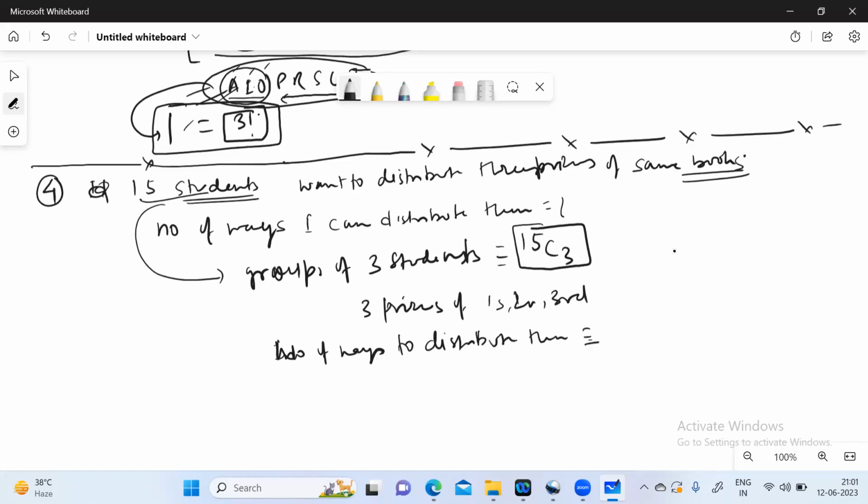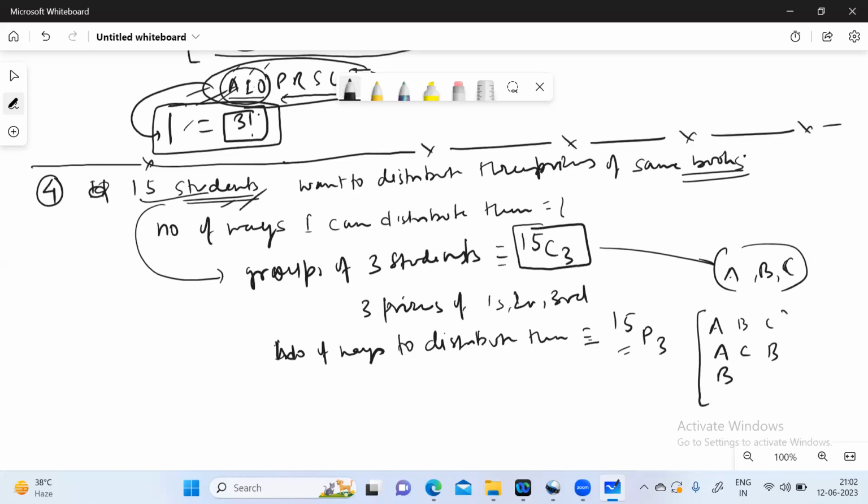15P3. 15P3. So why are we using P here? Because once a group of students is selected, say I have selected a group A, B, C of 3 students, that is enough if we just give the 3 prizes to them. But here, either A can be at first place and B second and C third, or C can be second or B third, or B can be first. So basically here the arrangement is important.